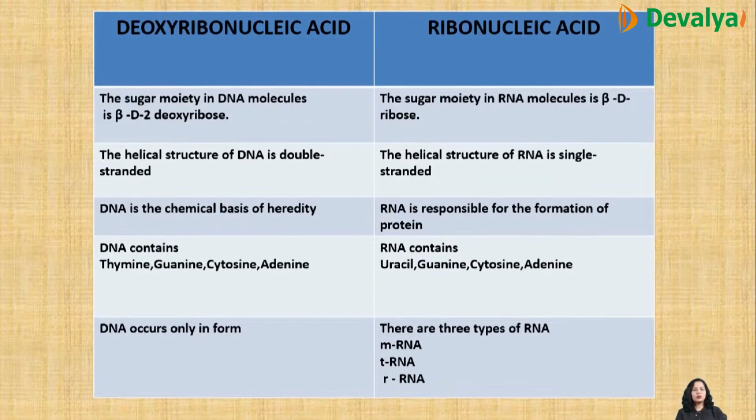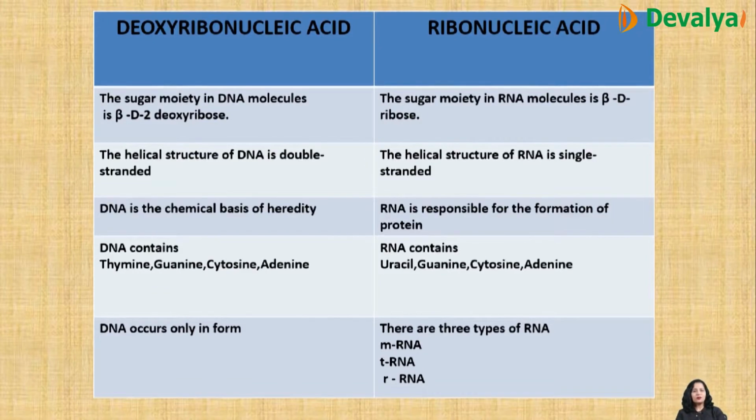Now, what are the differences between deoxyribonucleic acid and ribonucleic acid? The sugar present in the DNA is 2-deoxyribose, because on the second position there is no O, and the sugar present in the ribonucleic acid is beta-D-ribose. The helical structure is double-stranded in DNA, single-stranded in RNA. DNA is the chemical basis of heredity, and RNA is responsible for the formation of protein. Though RNA is responsible for the formation of protein, the message comes from the DNA only, because DNA goes to RNA and RNA to protein forms.